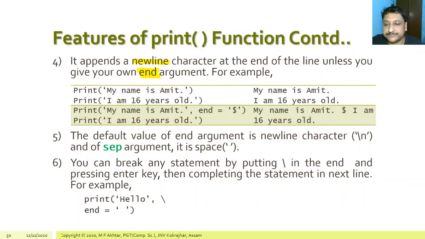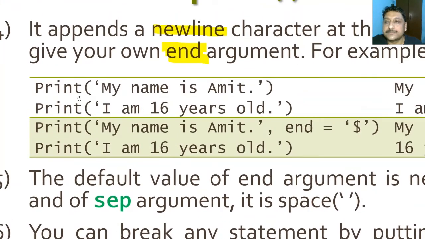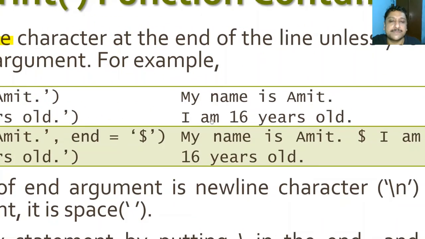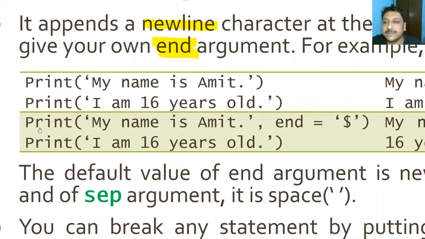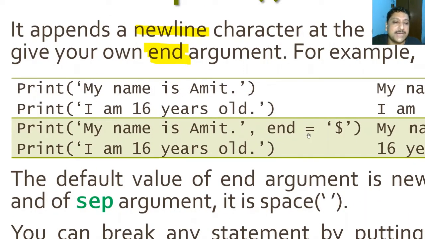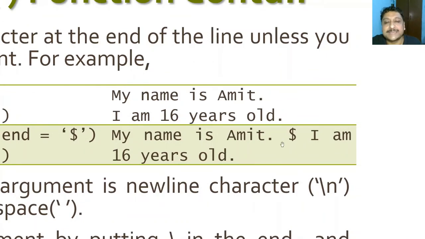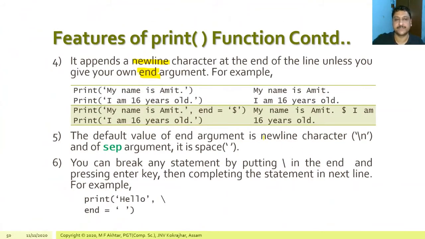See the first output. The first two statements are given: my name is Amit, I am 16 years old. Now both outputs are given on separate lines. This time, the print statement is given: print my name is Amit, end equals dollar, and then I am 16 years old. Then what will happen? The message will be displayed in one line. Here no space is given, so it is written on two lines, but it will display in one line: my name is Amit, then the dollar symbol, I am 16 years old, all in one line. Okay, you try it yourself.